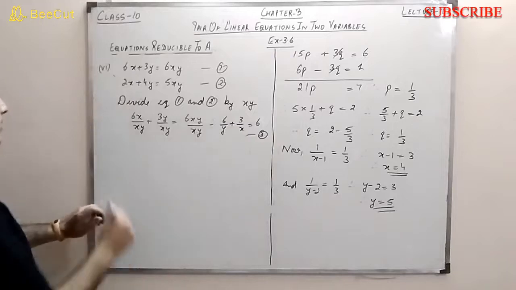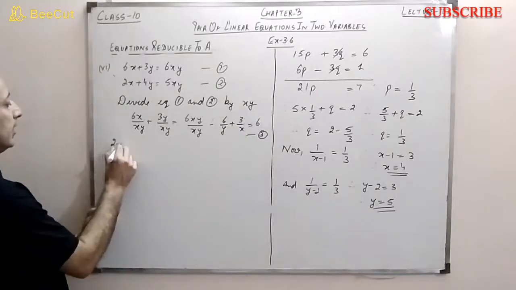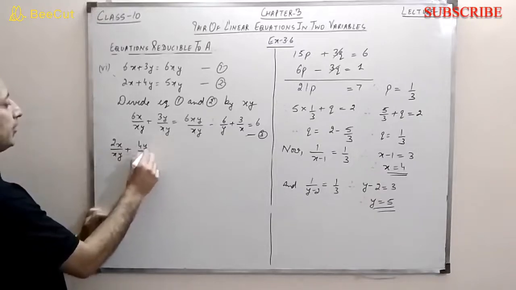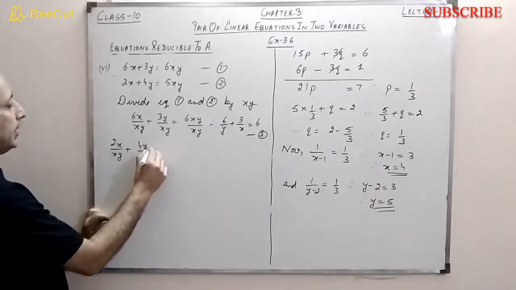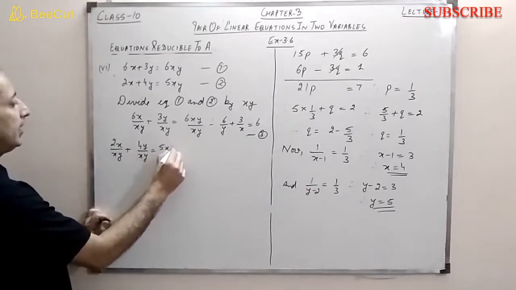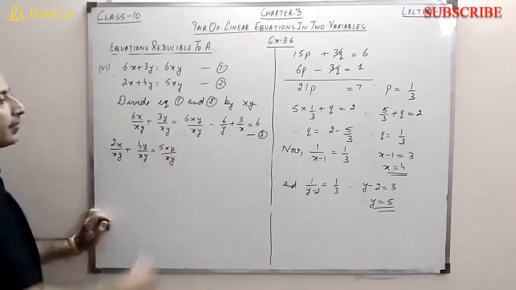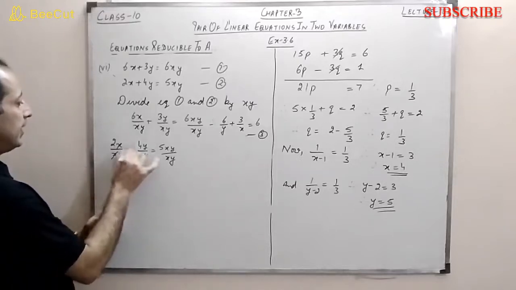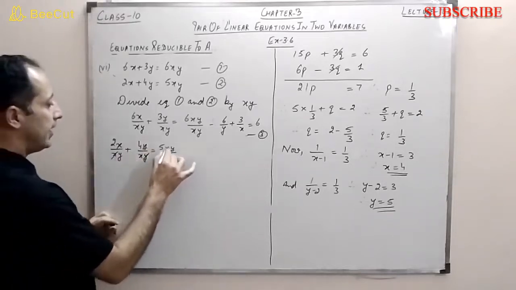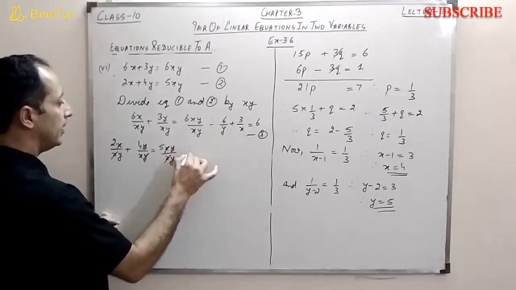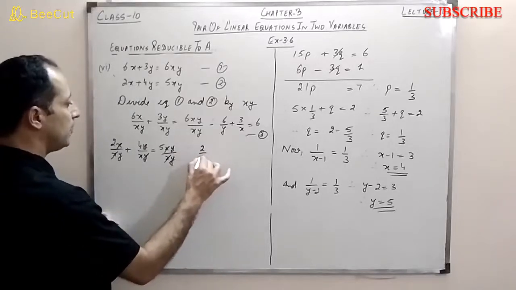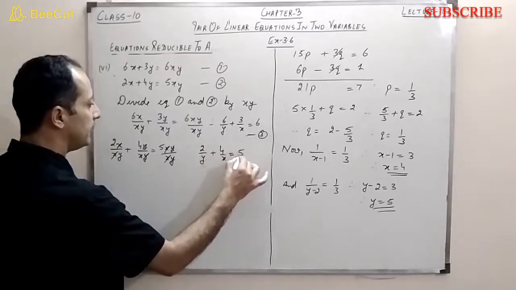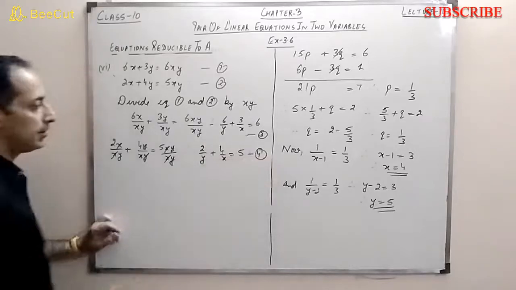Similarly, the second one is 2x upon xy plus 4y upon xy equals 5xy upon xy. Right? So I cancel x here, I cancel y here, I cancel xy here, and the equation transforms into 2 by y plus 4 by x equals 5. This is my fourth equation.